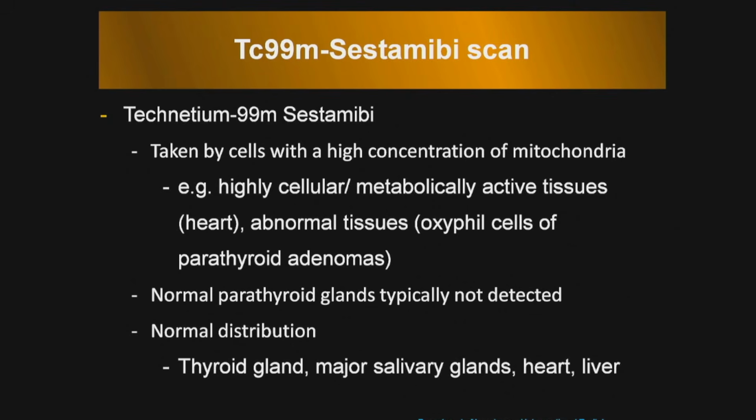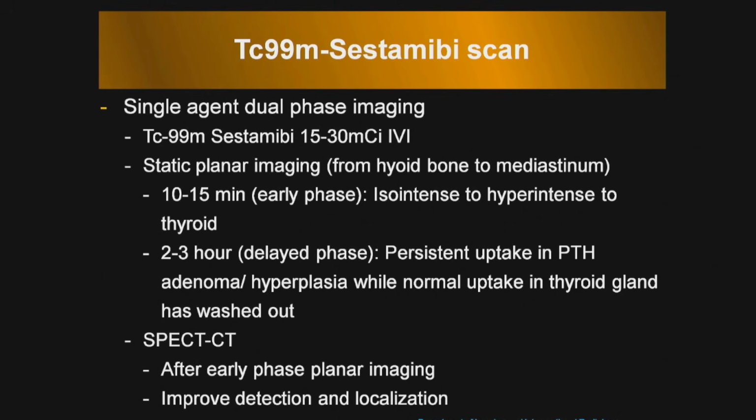So the principle is both the thyroid and the parathyroid will take up the sestamibi. Just remember this now. You do an initial scan and a delayed scan. In the initial scan, the sestamibi will be in both thyroid and parathyroid. In the delayed scan, the thyroid washes out, whereas the parathyroid still retains the sestamibi. So in the delayed scan, you will see the parathyroid adenoma.